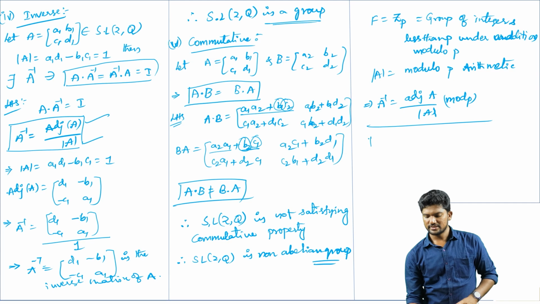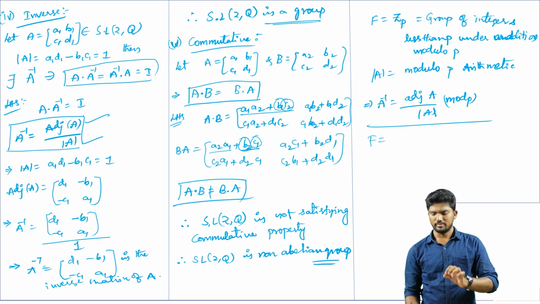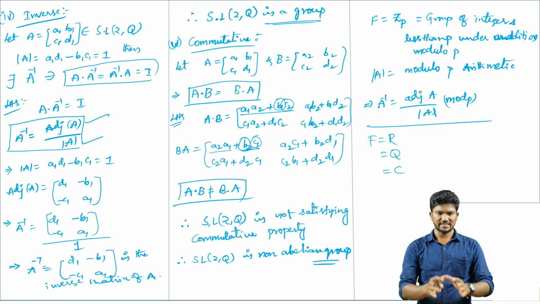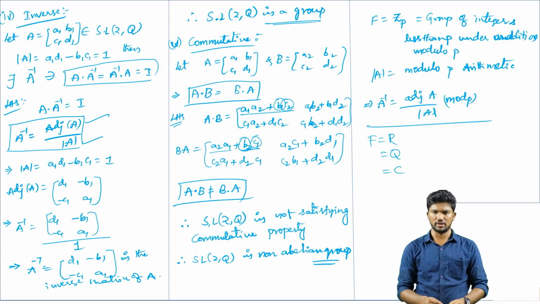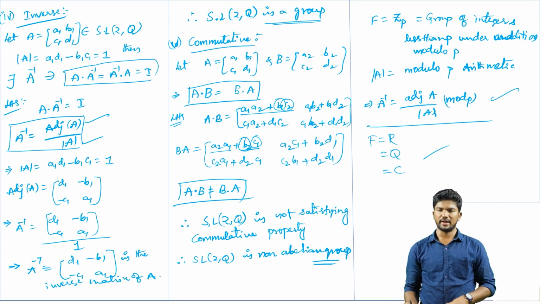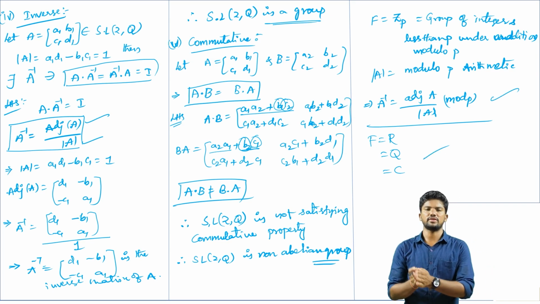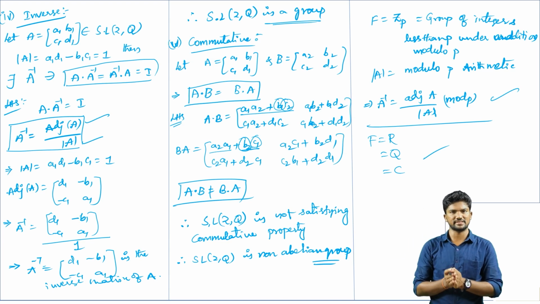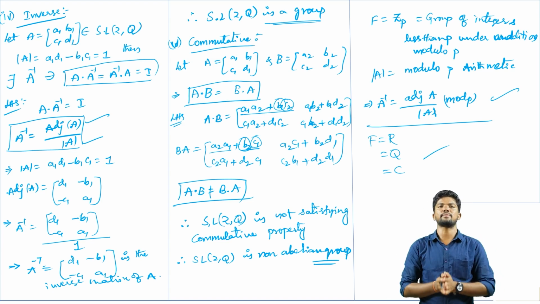Whenever they ask the same theorem with respect to real numbers, rational numbers, or complex numbers, we have to do the same process as we discussed now. So these are the two different formats, with modulo P and without modulo P. So this is about the special linear group of 2 by 2 matrices with determinant 1: it is a non-abelian group, but it is a group. Thank you.